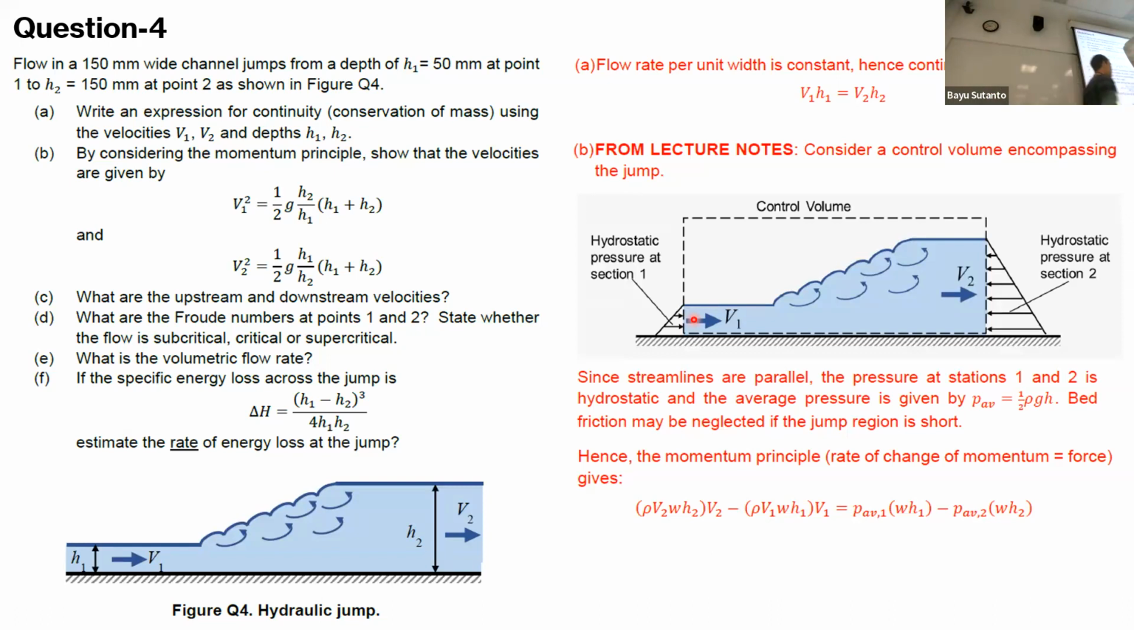So this is the sum of F, sigma F. And this is mass flow rate multiplied by velocity, or linear momentum of our fluid. So we need to define force coming from pressure, and it must be equal to the change of linear momentum in our fluid.